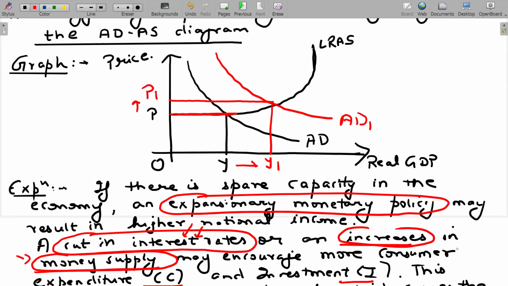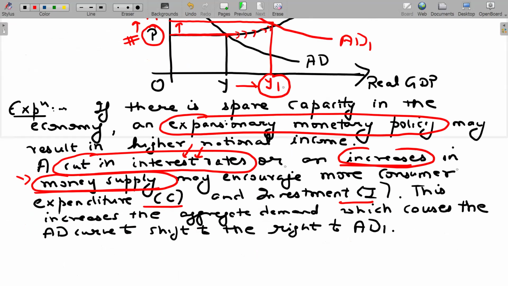Remember, at the same price, there is excess aggregate demand. At the initial price P, when aggregate demand goes up, it puts pressure on the prices to rise. When prices rise, because firms had spare capacity, they increase the supply as well, thus causing the economy to reach a new higher level of real GDP, Y1. Okay, so hoping students have understood this.